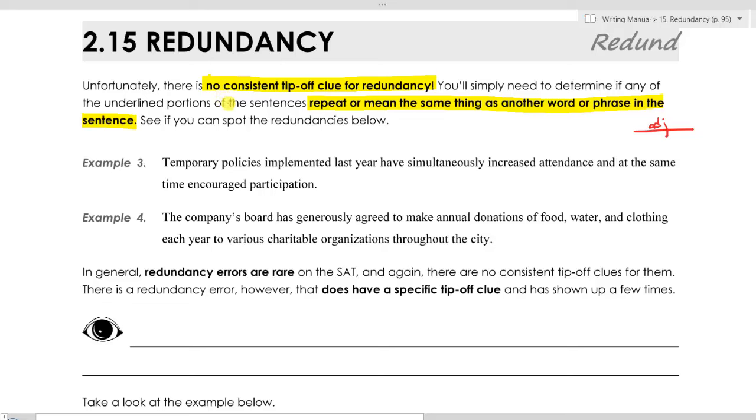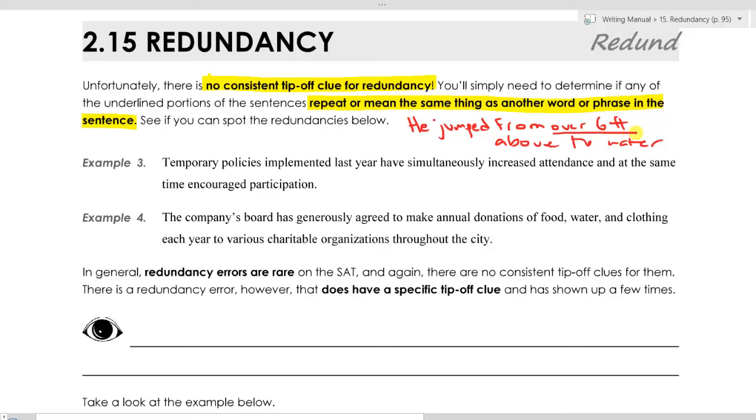Redundancy on the SAT is very specific. It literally means redundancy. It doesn't mean more vaguely that you think that there's something in the sentence that the sentence can do without. So for instance, if you see something like, he jumped from over 6 feet above the water.